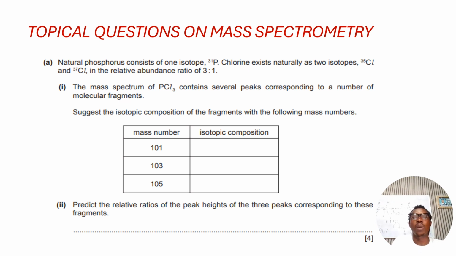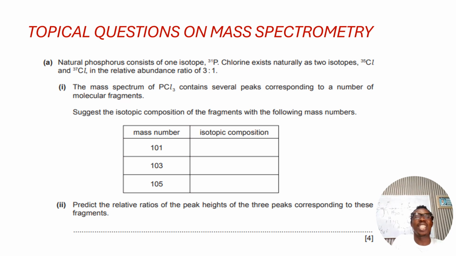Today's lecture will be looking at topical questions on mass spectrometry. Mass spectrometry is an analytical technique that is used to determine the relative atomic masses of atoms, isotopic elements, relative atomic masses of elements and relative molecular mass of compounds. Now, the question before us is a typical examination question. We just want to solve questions on mass spectrometry. So look at the question.